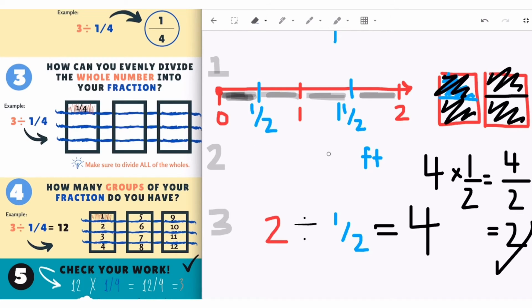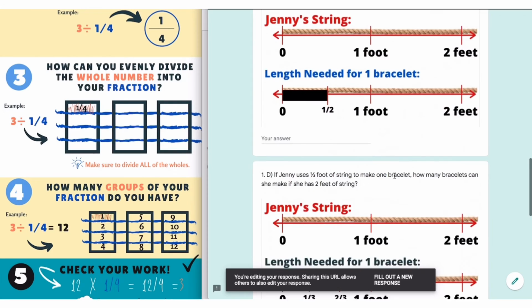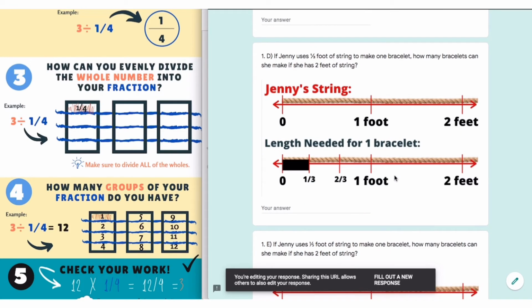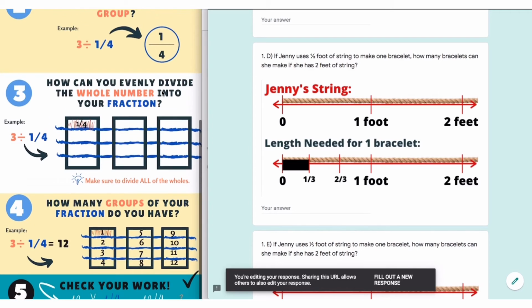Now we'll move on. 1D says, if Ginny uses 1/3 foot of string to make 1 bracelet, how many bracelets can she make if she has 2 feet of string? Try it on your own first.